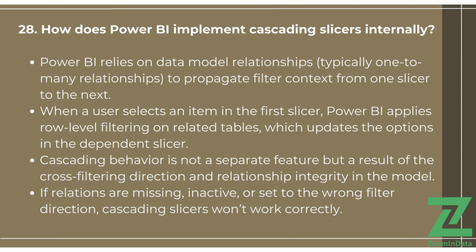28th question. How does Power BI implement cascading slicers internally? Power BI relies on data model relationships, typically one-to-many relationships, to propagate filter context from one slicer to the next. When a user selects an item in the first slicer, Power BI applies row-level filtering on related tables, which updates the options in the dependent slicer. Cascading behavior is not a separate feature but a result of the cross-filtering direction and relationship integrity in the model. If relationships are missing, inactive, or set to the wrong filter direction, cascading slicers won't work correctly.